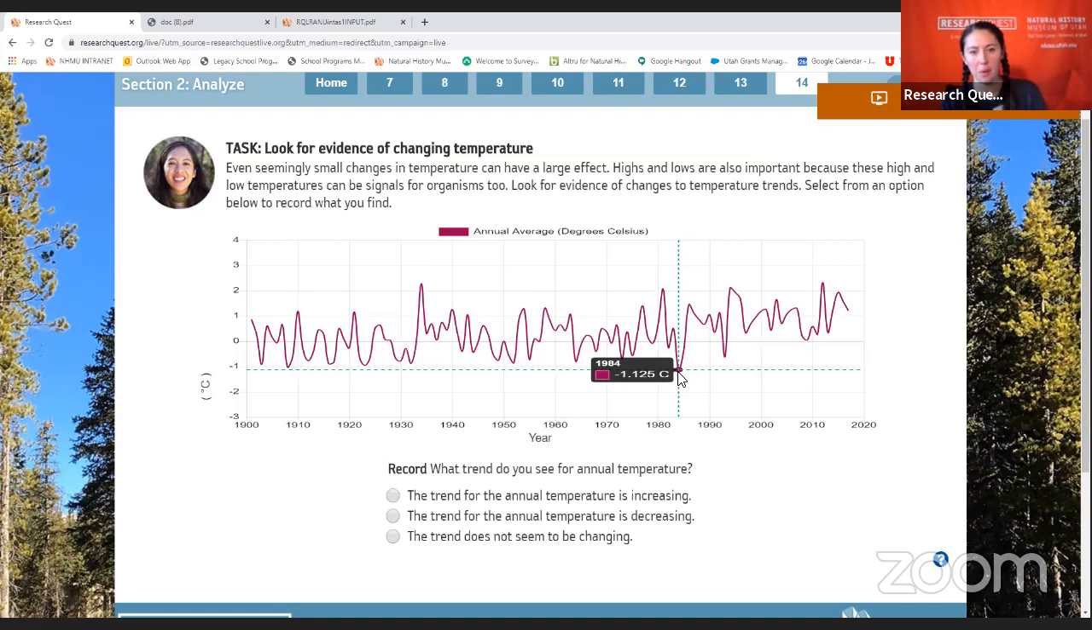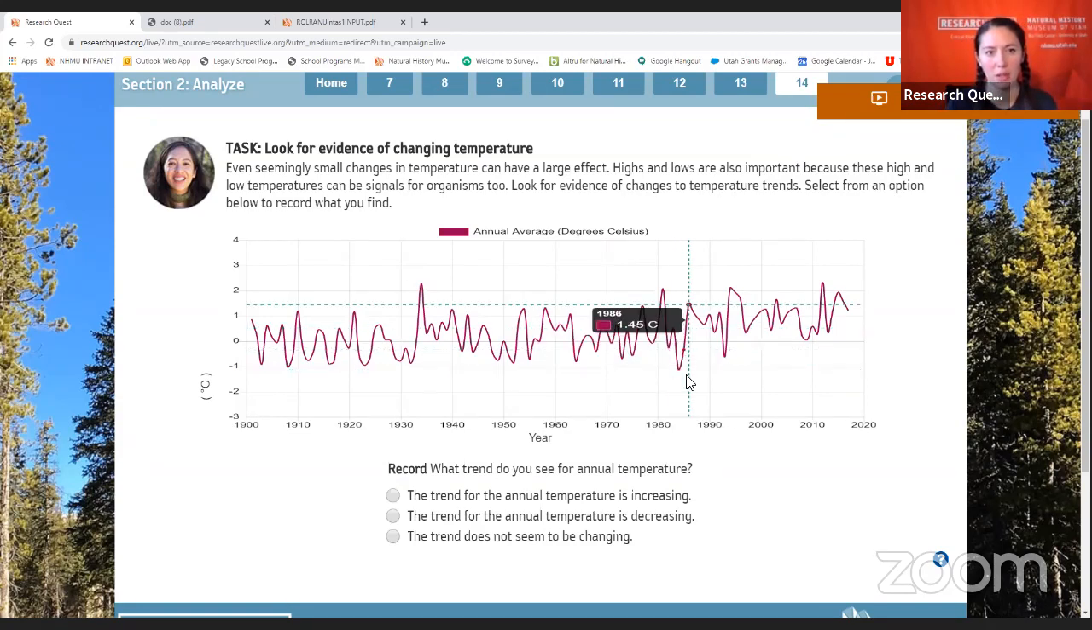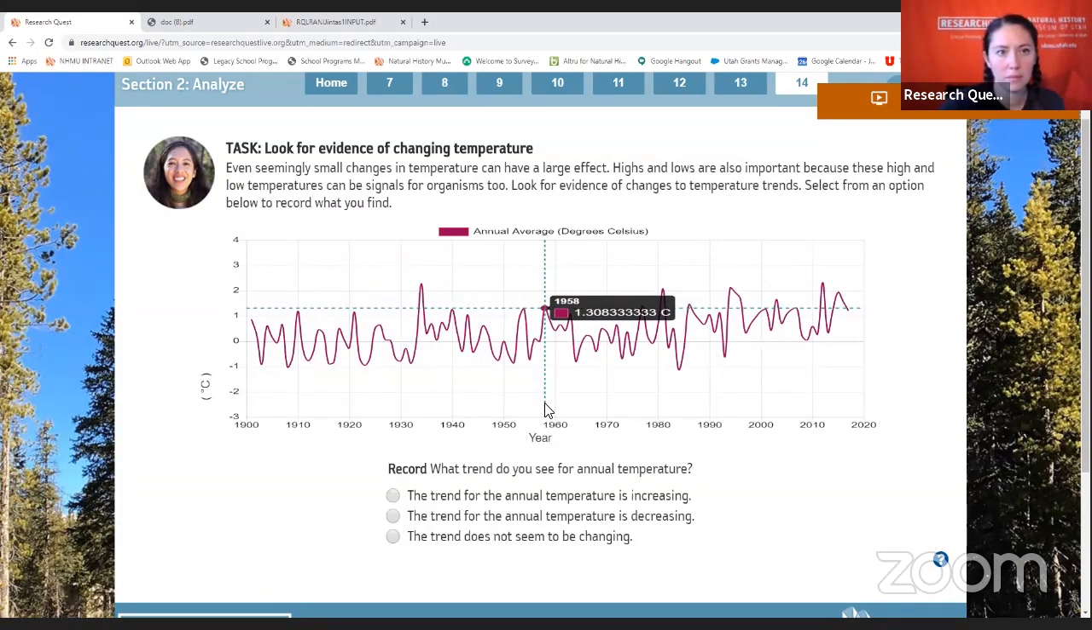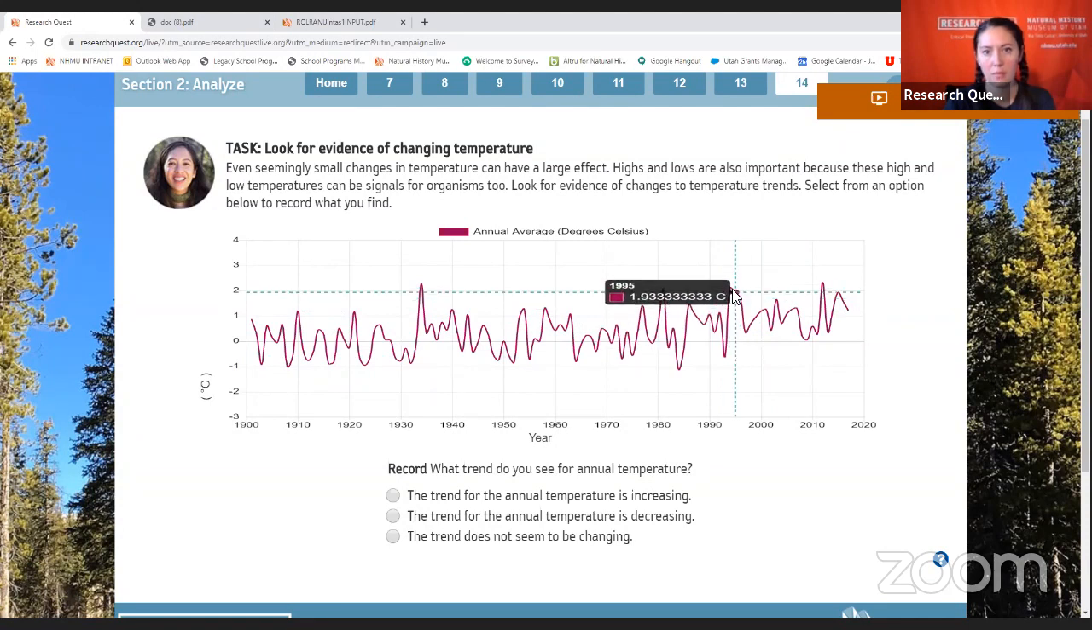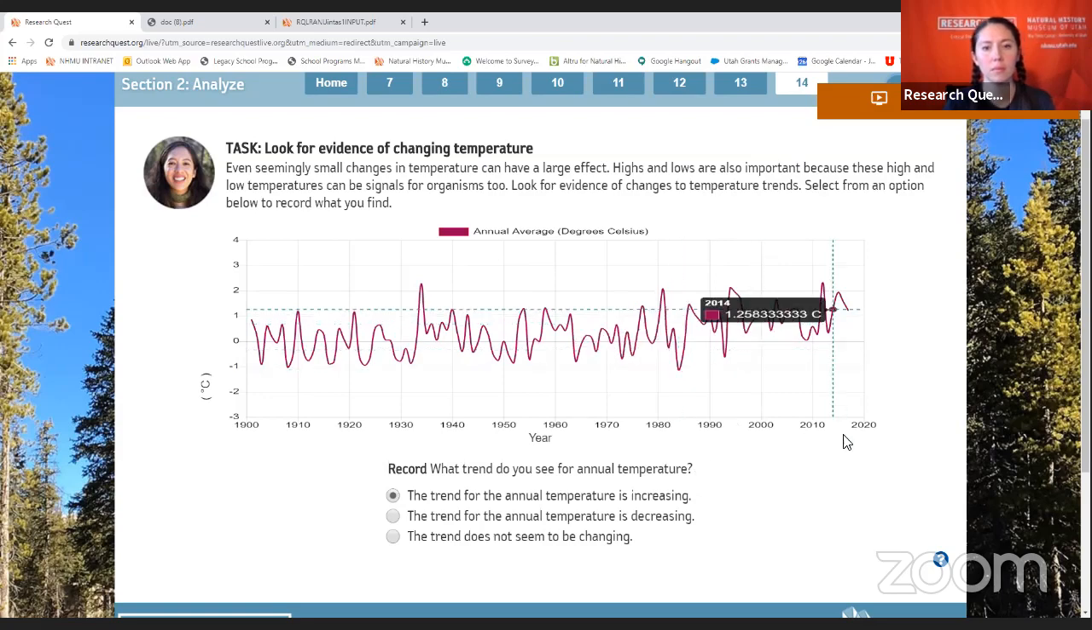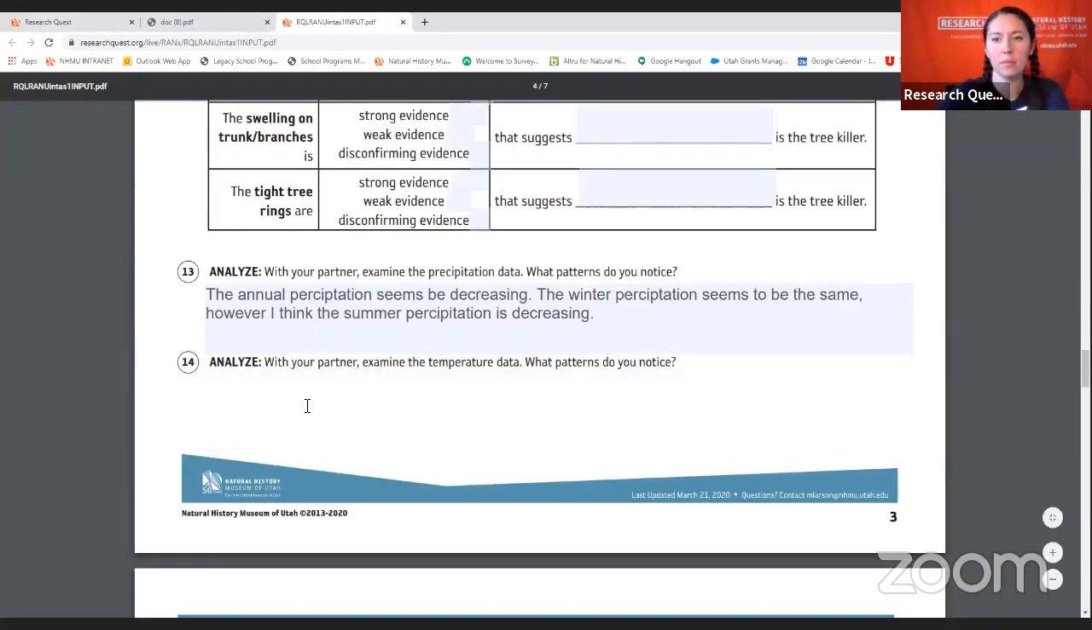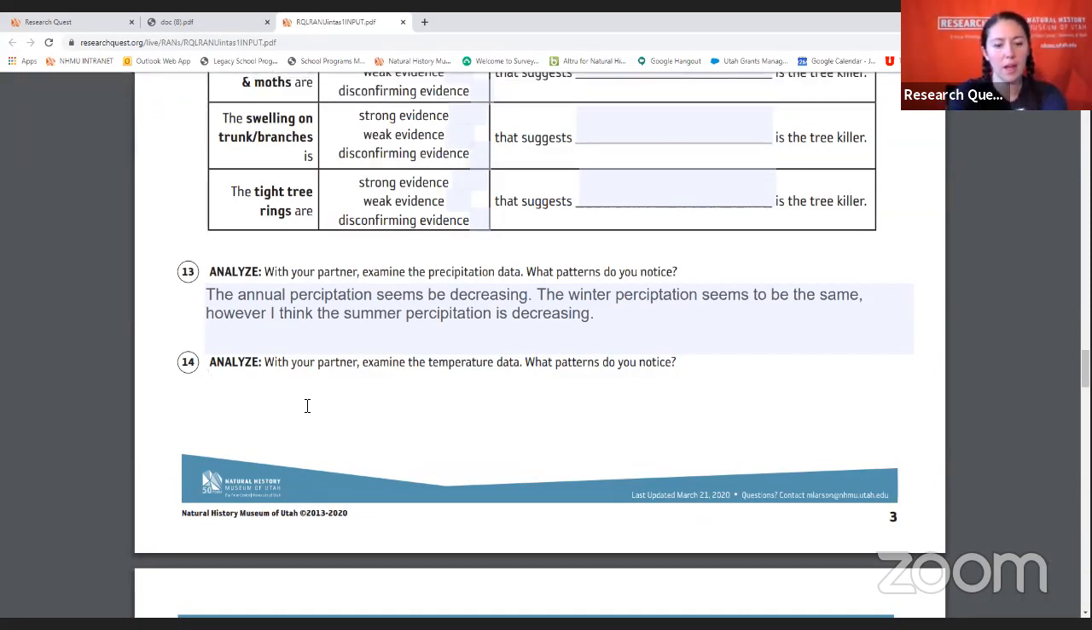All right, so here's the question that we're thinking about. What trend do you see for the annual temperature? Go ahead and take a second to look at that, and go ahead and add notes.